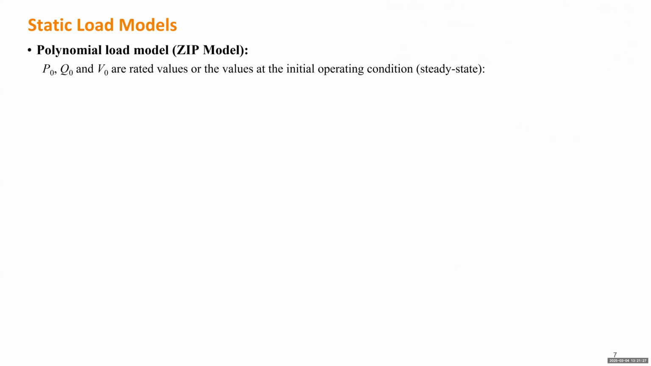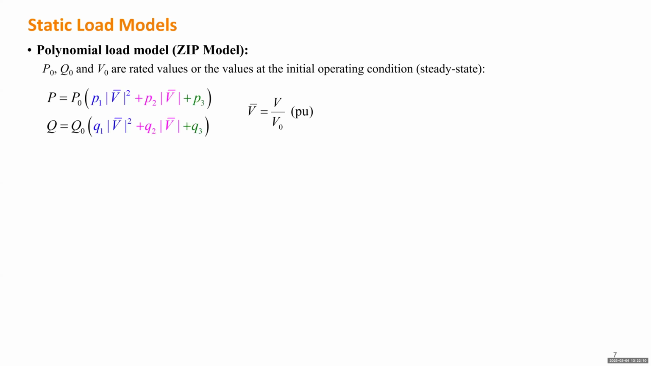So the most commonly used load models are polynomial load models, or another name, the ZIP load or ZIP model. So here we assume P0, Q0, and V0 are just the rated power and voltage at the initial operating condition. By initial operating condition, usually we mean steady state condition. It can be considered a typical condition, something like a base value if you want to calculate the per unit value. Then we can define the per unit voltage to be the actual voltage divided by V0, which is the base.